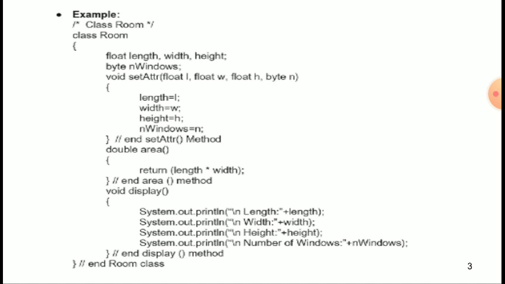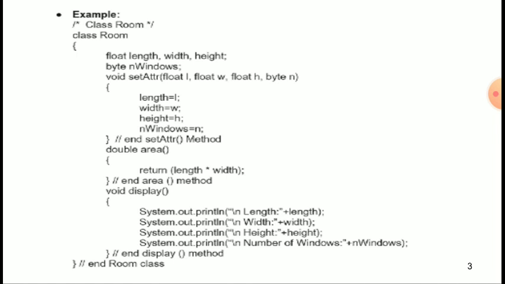Next is an example. The example is a classroom. class Room, starting curly brackets, float length, width, and height. byte windows, that means the number of windows. void setAttr, brackets, float l, float w, float h, and byte n. length equals l, width equals w, height equals h, and number of windows equals n. So that is the setAttr method.